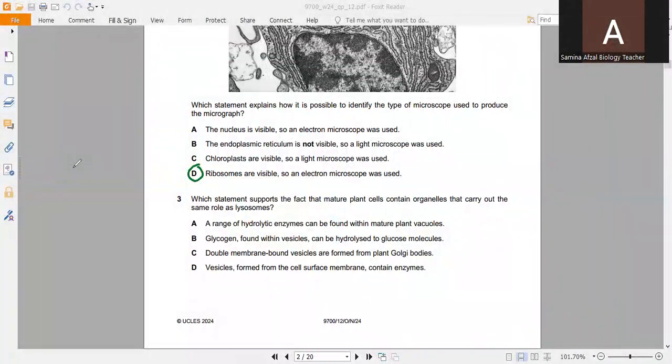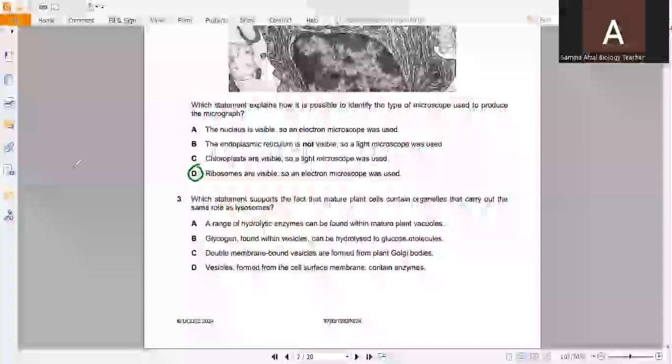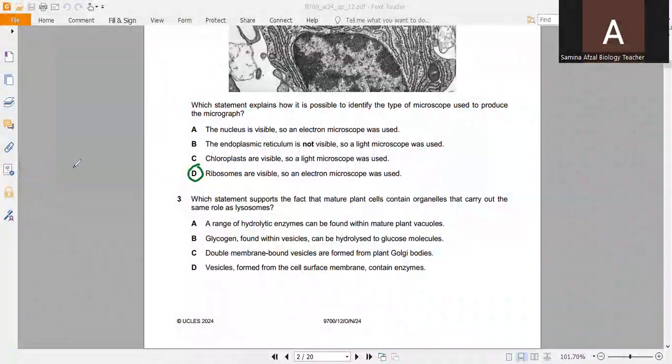So the first statement is, a range of hydrolytic enzymes can be found within mature plant vacuoles. Yes, it is correct. That is, the hydrolytic enzymes are present in the plant cells, in mature plant vacuoles, which contain hydrolytic enzymes. So these enzymes break down cellular materials which are not needed. So in this way, we can say that this statement can be the correct.